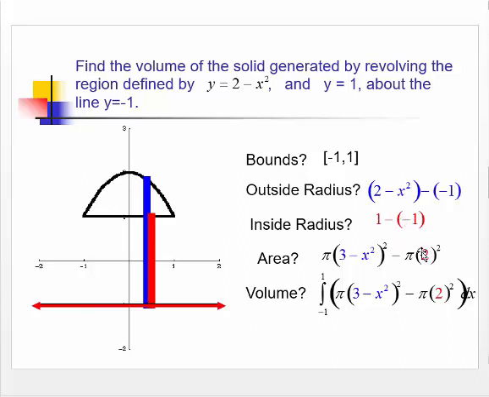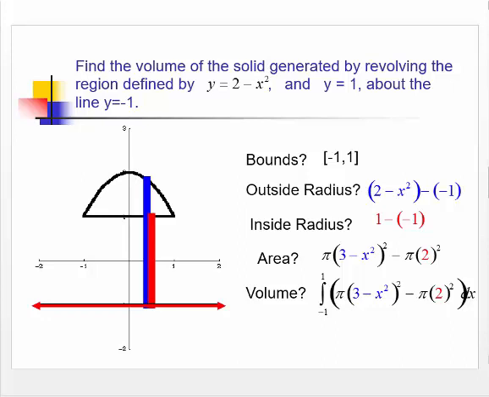All right, so that's the area of that solid right there in the plane region. So to find the volume, you would integrate from the bounds, negative 1 to 1, outer radius squared minus inner radius squared, both times pi. And this integral would actually be incredibly easy to do.